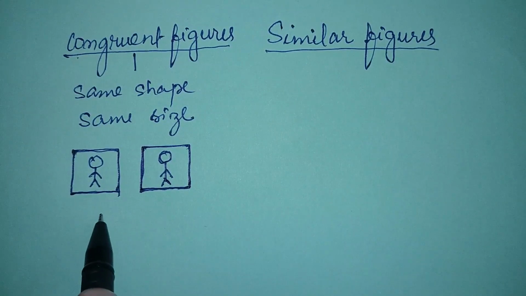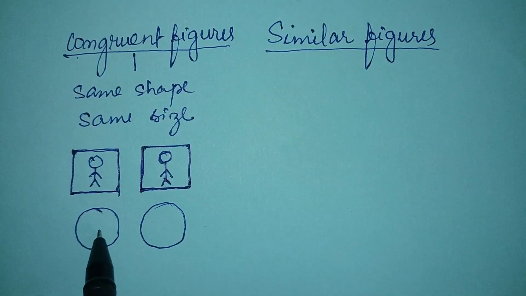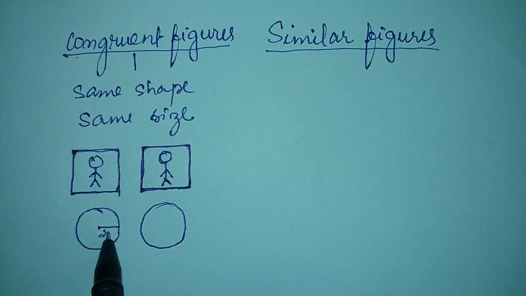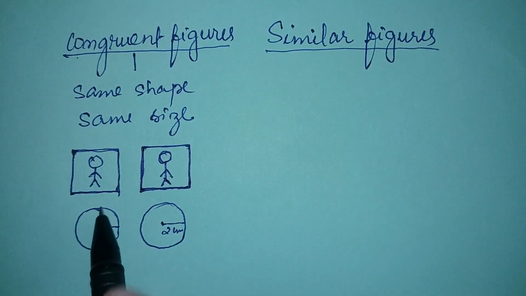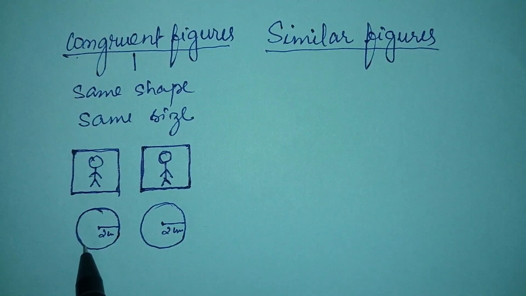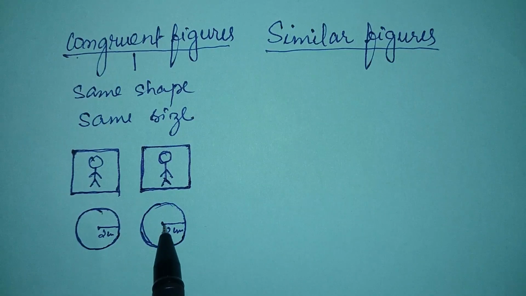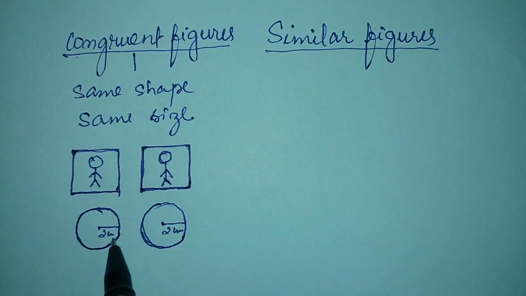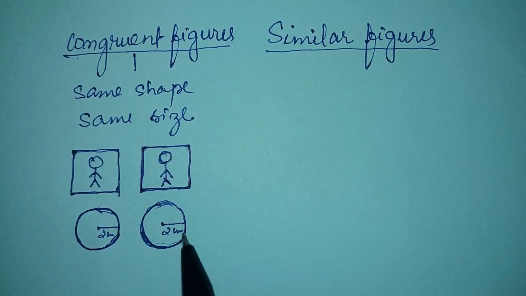Another example, let's take a pair of circles. Let's say the radius is 2 centimeter and here also 2 centimeter. Now these two circles have equal radii. So if we place this circle on top of this circle, then the circumference, the boundary, will coincide. That means the first one will exactly cover up the second circle. So such figures are congruent figures. They have the same shape and same size.